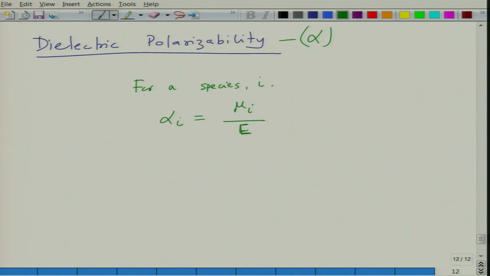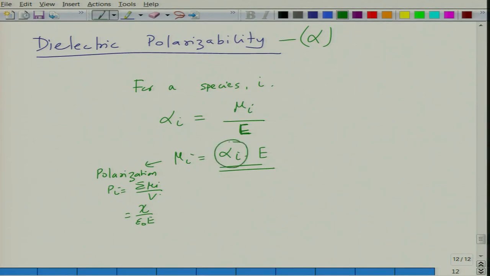Now this E is often taken as the local electric field or microscopic electric field, but let's not worry about that, that's a different treatment altogether. Let's just worry about the macroscopic field. So basically alpha is equal to mu divided by E. So this is called dielectric polarizability. When alpha is higher, mu i is equal to alpha i into E, okay, and mu is related to polarization, because polarization is equal to sigma mu i divided by V, and this is equal to chi times epsilon naught E. So basically what we are saying is that the higher the polarizability of the system, the more the polarization of the system will be, which is because of the higher dielectric constant of the material. So polarizability is a quantity that can be analytically defined using a simple treatment.